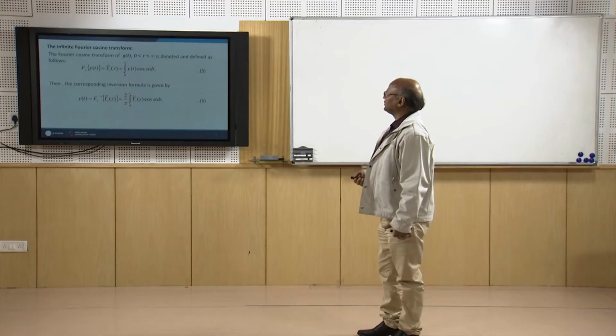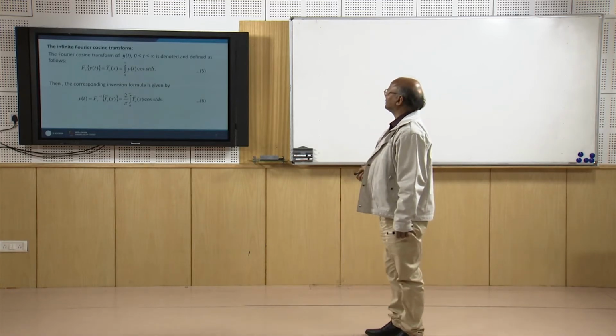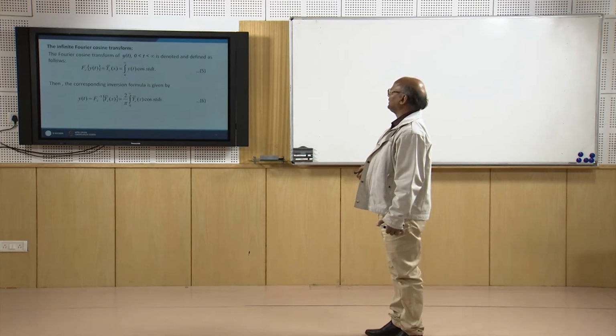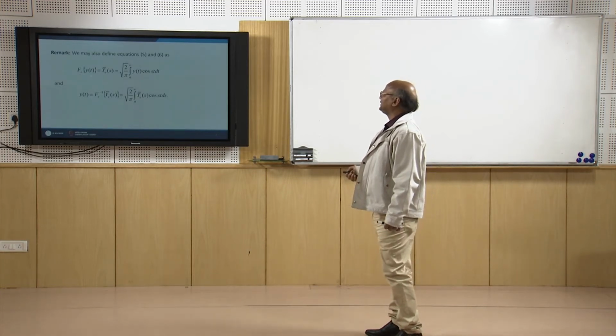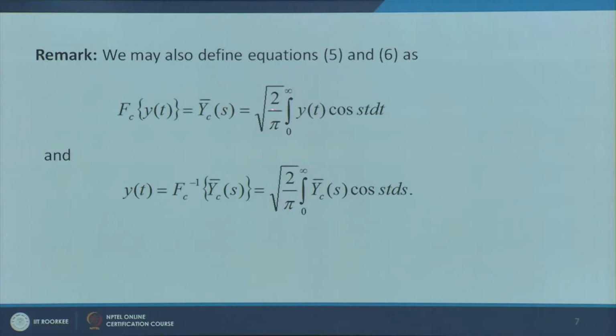As in the case of the Fourier sine transform, some authors distribute this 2 over π as root 2 over π here and root 2 over π here. So they define the Fourier cosine transform of ψ(t) as ψ c bar(s) = root 2 over π integral 0 to infinity ψ(t) cos s t dt, and the inverse Fourier cosine transform of ψ c bar(s) as root 2 over π integral 0 to infinity ψ c bar(s) cos s t ds.